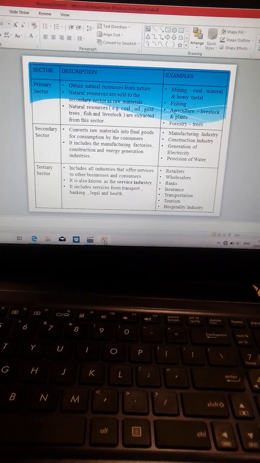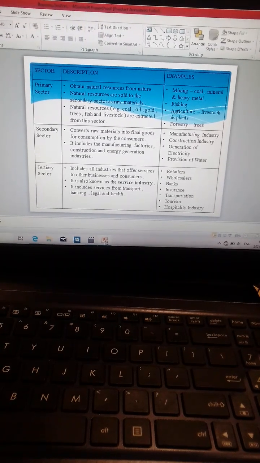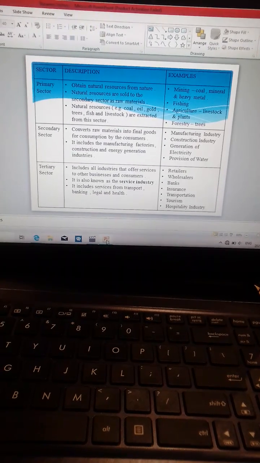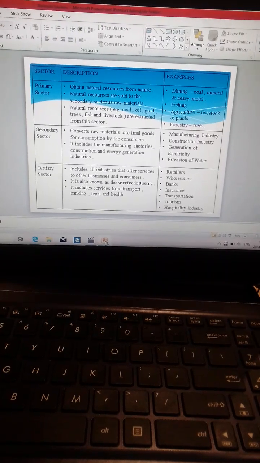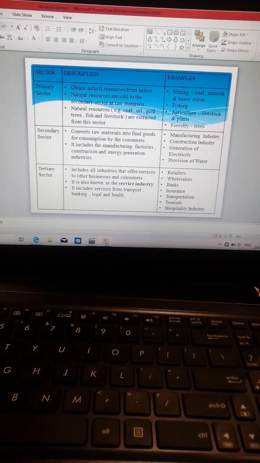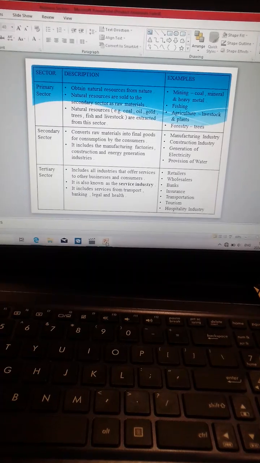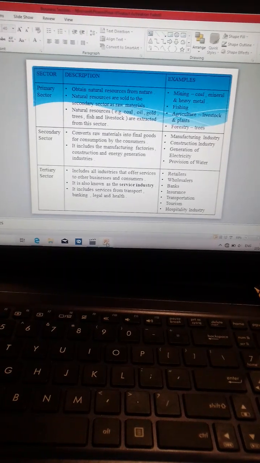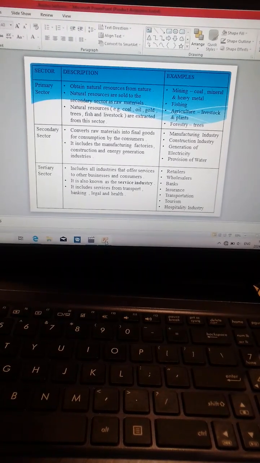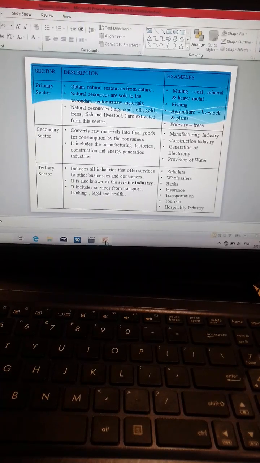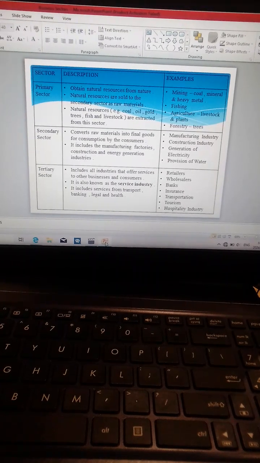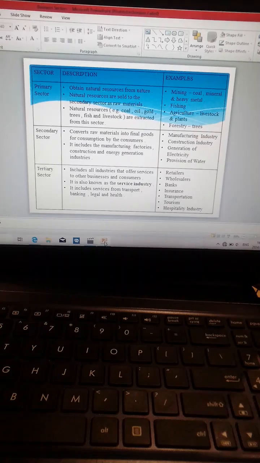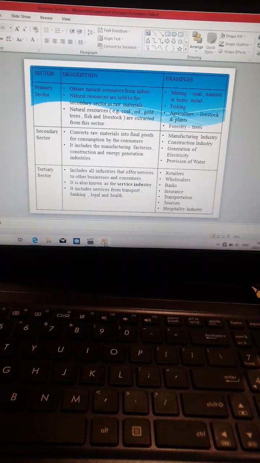The secondary sector converts raw materials into final goods for consumption by the consumers. And the secondary sector includes the manufacturing factories, construction and energy generation industries. Examples of secondary sector businesses are manufacturing industry, construction industry, generation of electricity, as well as the provision of water.